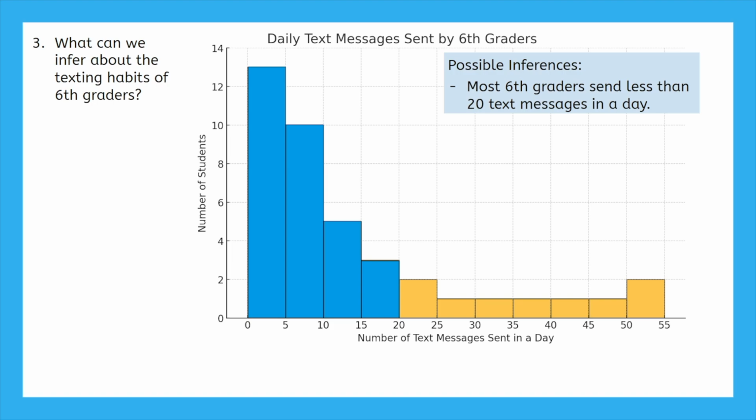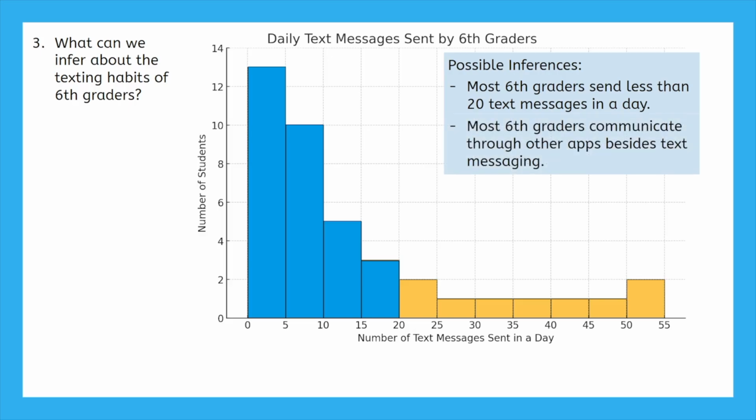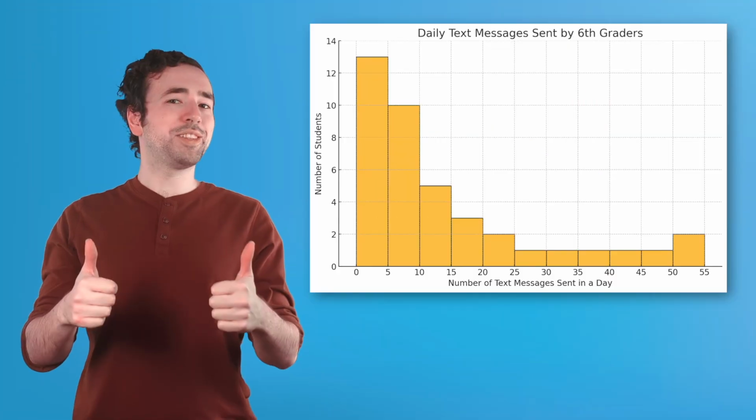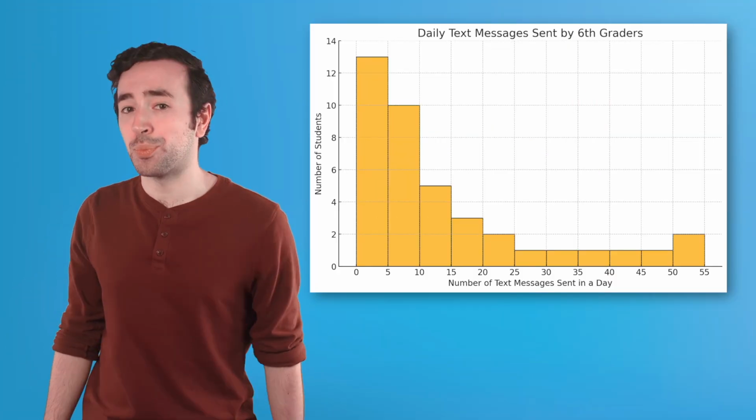How about an inference that's slightly less reasonable? Inferences that guess at the reason why 6th graders may not text as much. Maybe we can say that most 6th graders don't use text messaging often and have other apps they communicate through. How about an inference that is very unreasonable? Maybe we can say that most 6th graders spend a lot of time on video games, and that's why they don't text as much. Great job working with histograms and interpreting them today.